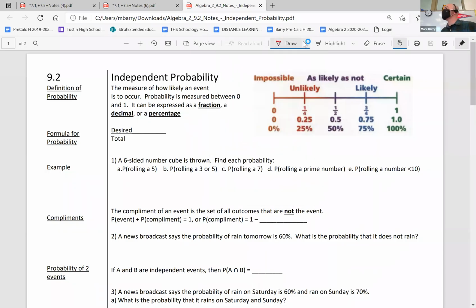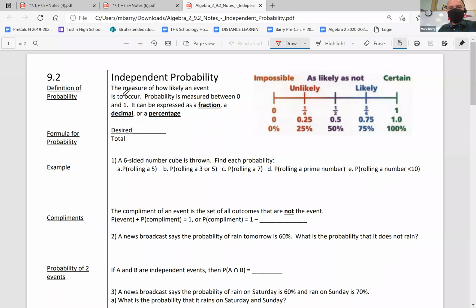Okay, so 9.2 is a section called independent probability. Is probability important in understanding life? Probably. See what I did there? I actually think it is. I think that understanding probability can impact your life in a great way. I think this lesson is the building blocks to some important stuff in your life.